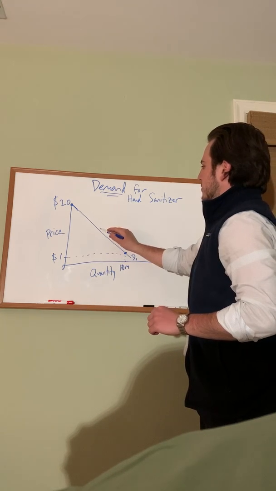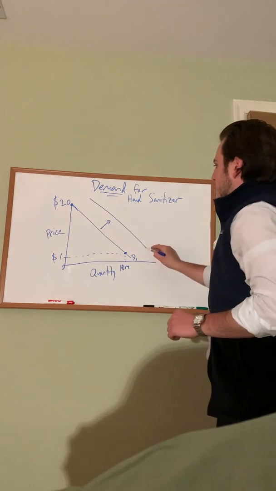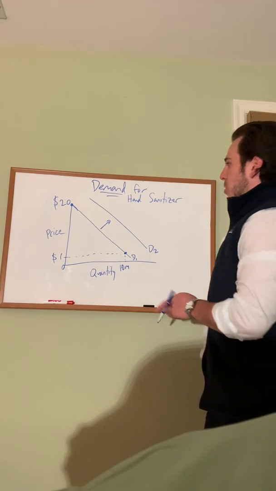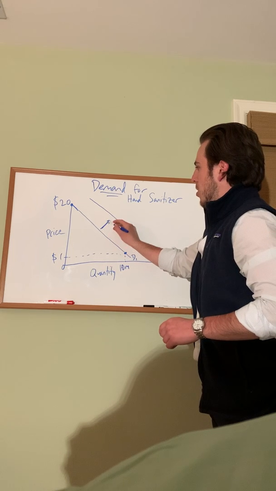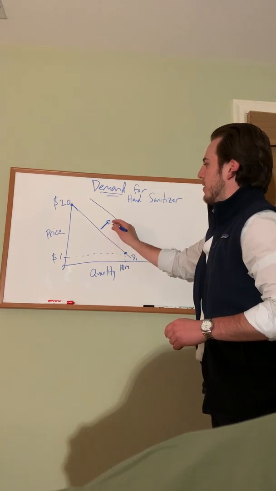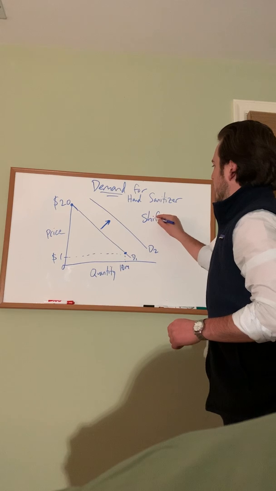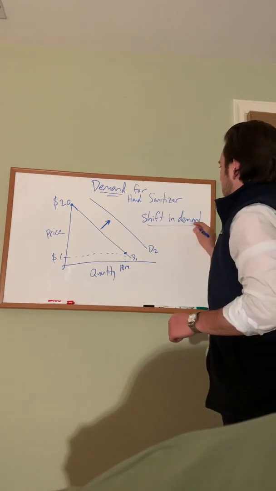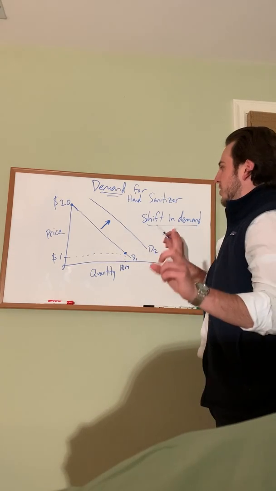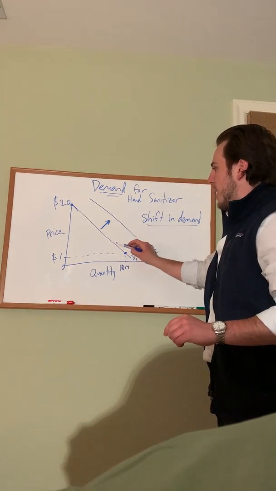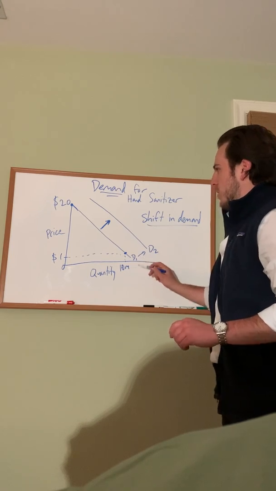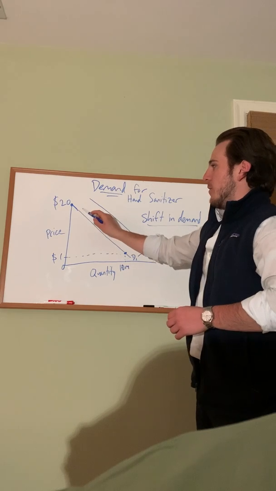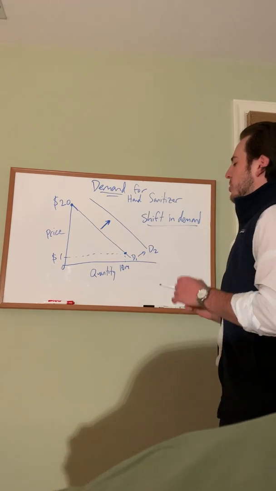However, let's say the coronavirus hits. Okay, the coronavirus increased our demand curve. It shifted our demand curve. Shift in demand. Not a shift in quantity demanded, a shift in demand. Notice how our entire demand curve just moved. It went up. Okay, it increased. It shifted outward. We're no longer along the same curve. We have a whole new one. That's a shift in demand.